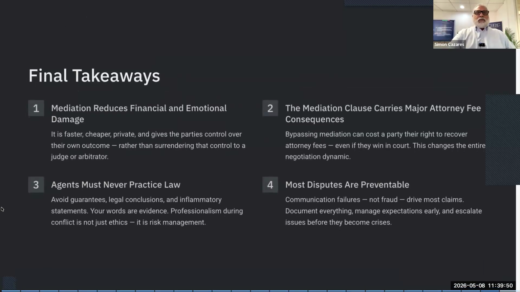All right, so the final takeaways. Mediation reduces financial and emotional damage. Mediation clause carries major attorney fee consequences. Agents must never practice law, and most disputes are preventable. Okay.